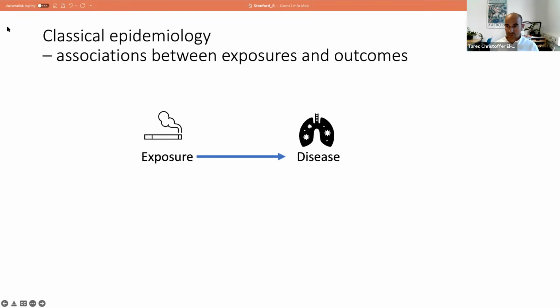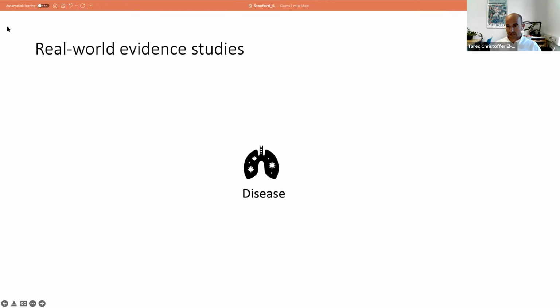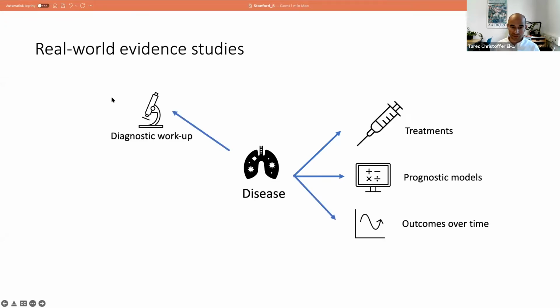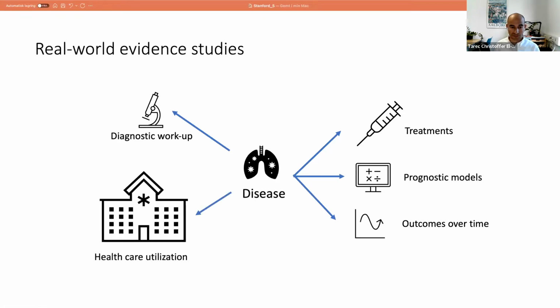So many have started using real-world data for something quite different from the classical epidemiology. For example, you are all aware of the classical epidemiology, where you look at a disease and exposure and try to delineate what causes disease, and maybe you have confounders you can adjust for. For real-world evidence studies, at least the type I've been working quite a lot with, there is a focus on the disease first, and then you look at how the disease is treated, and how you can develop prognostic models from the data you collect on the disease. For example, diagnostic workup or outcomes over time, and healthcare utilization. So this is more centered on the disease, and then you look at how the patient does, and what kind of treatments the patient goes through, and what is the effect.